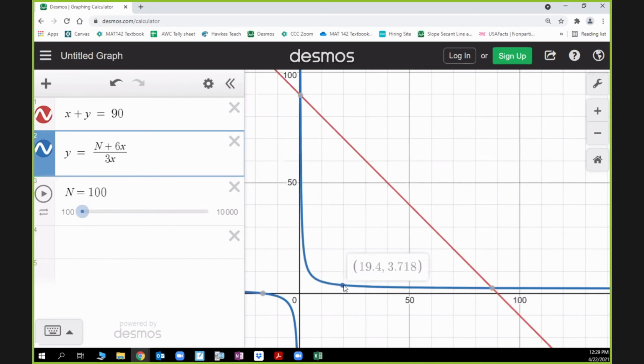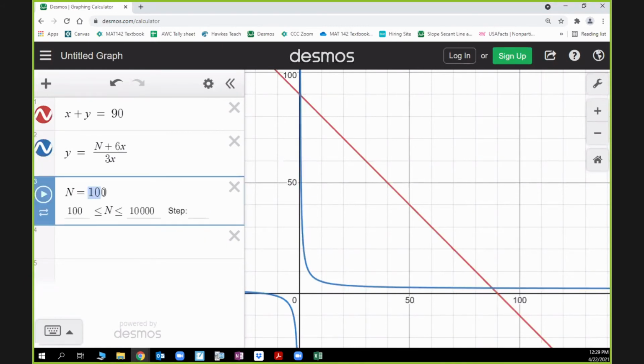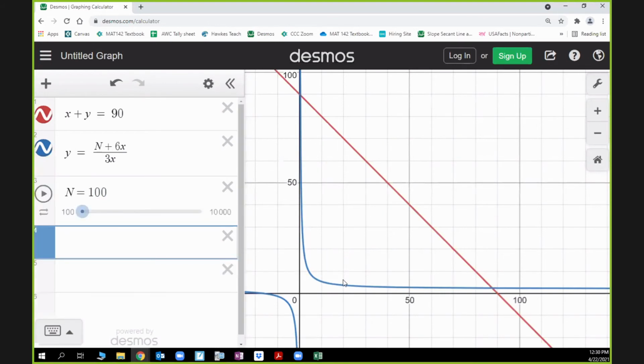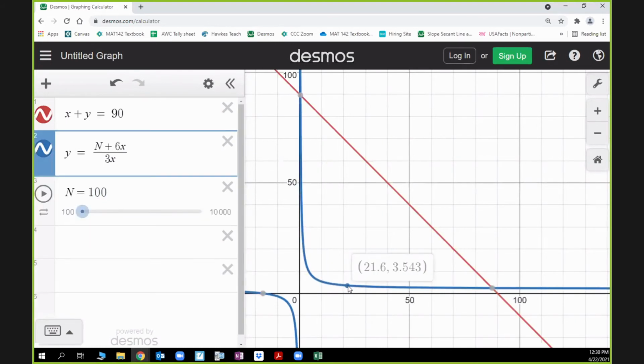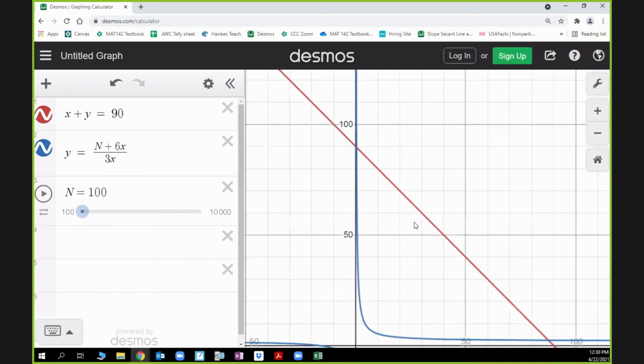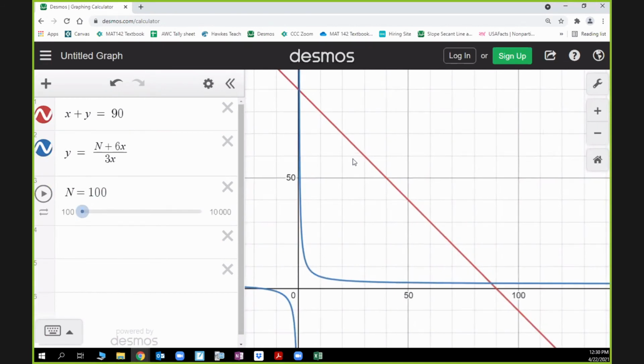So if we spend $19,600 on labor and $3,700 on materials, we can make 100 units of our thing. But why would we only want to make 100 units if that's not even close to meeting our budget? So our budget is up here. Any point on this red line would fit the budget. That's all of the points that fit labor and materials equaling 90,000.